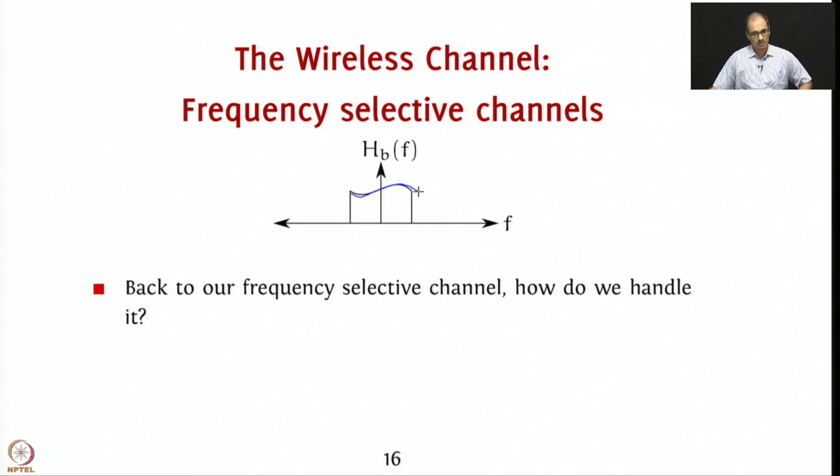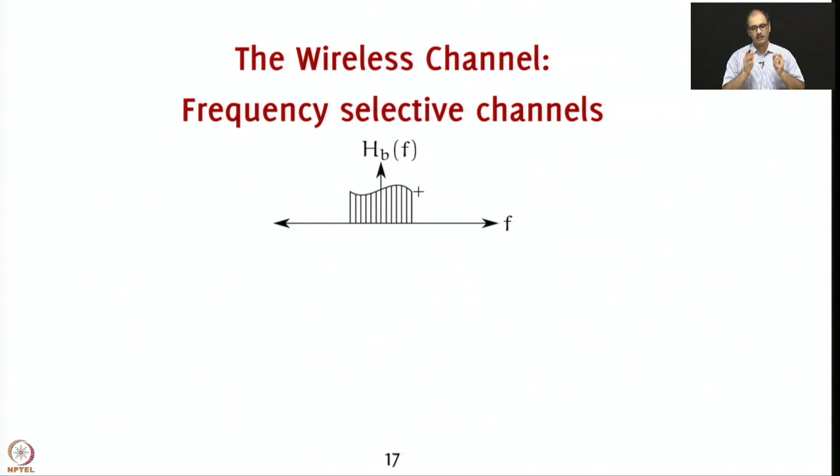How do we do it? Of course, perform some zero forcing or MMSE or adaptive equalization. But what else can we do? What if we had a picture where we could divide the channel into, say, this is the bandwidth, from minus W by 2 to W by 2 in the baseband. What if we could divide it into several smaller narrow band channels, that is, break it up into several smaller parts?